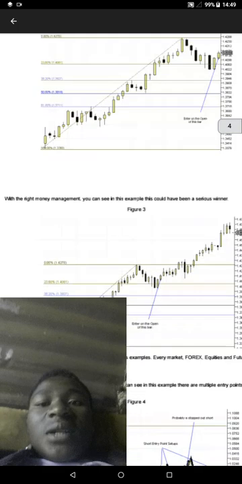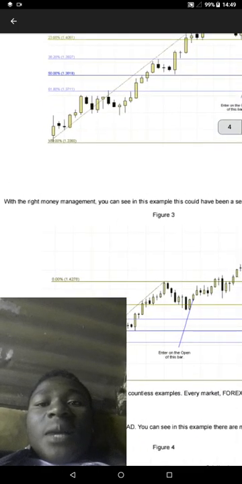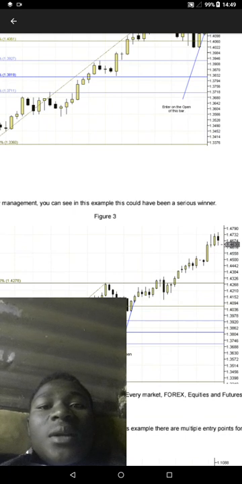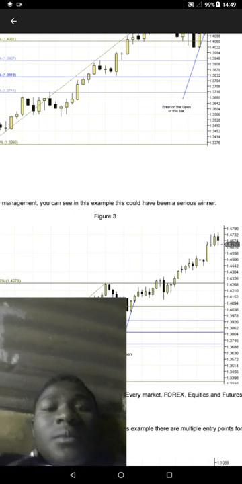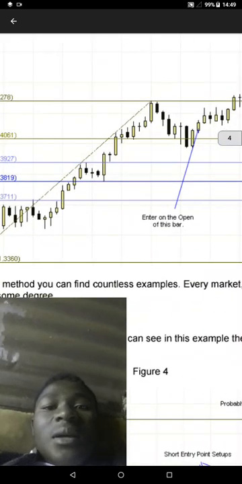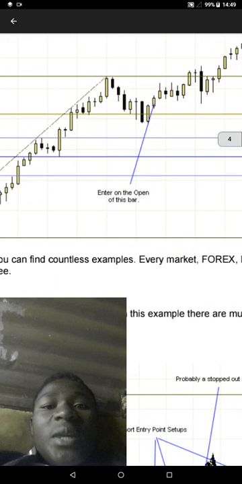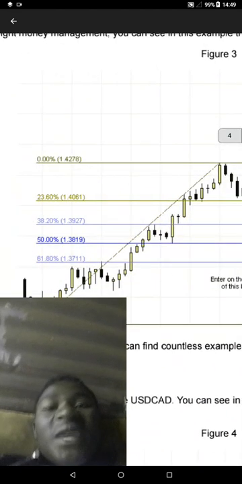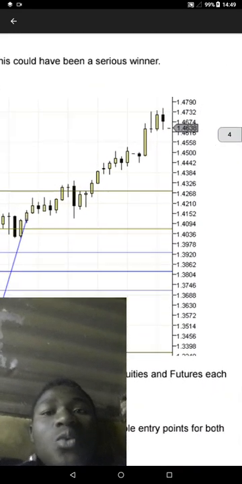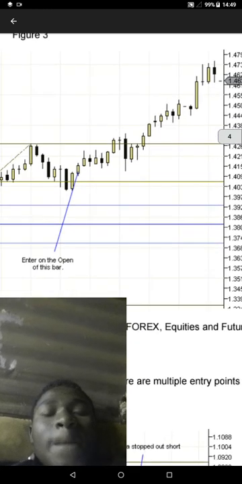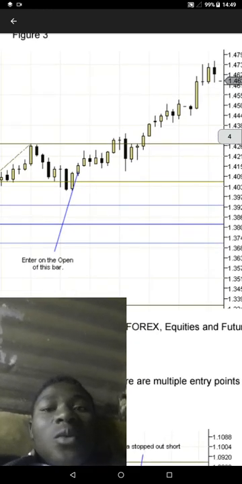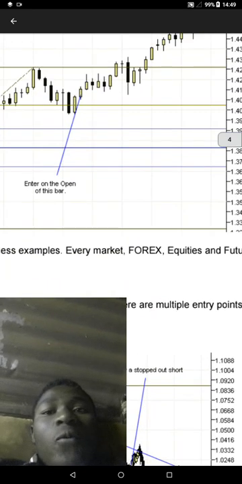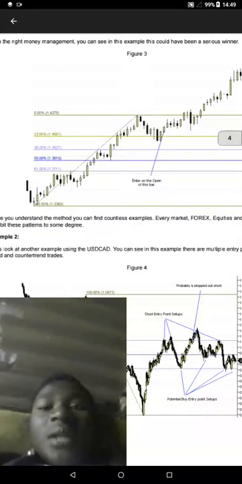Okay, let's proceed, guys. With the right money management, you can see in the example this could have been a serious winner. Here is an entry on the opening of the bar. As you can see, this will be a very serious win, guys. Look where the graph has gone after that entry on the bar opening, guys. You could have won serious money.